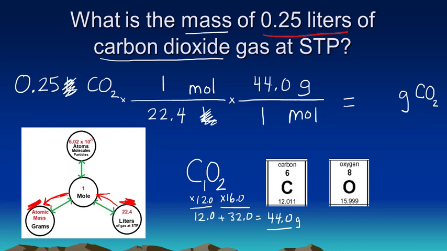Make sure that you can do that. The 44 grams comes from those atomic masses on the periodic table. So now we can cancel out moles, top and bottom. And it looks like we're in grams of carbon dioxide. So we're going to have to multiply and divide. We take 0.25 divided by 22.4 times 44, and the answer that we get is about 0.49. So it's about 0.49 grams of carbon dioxide.